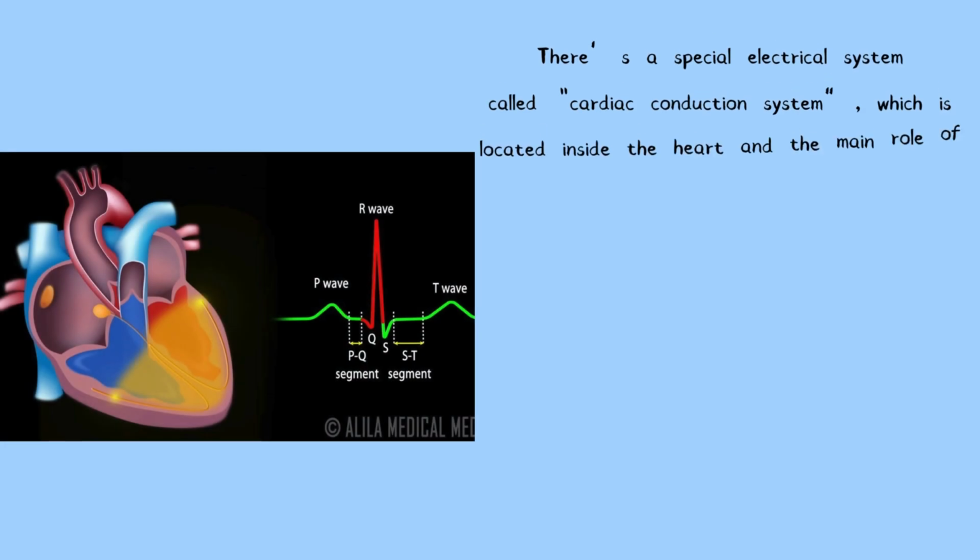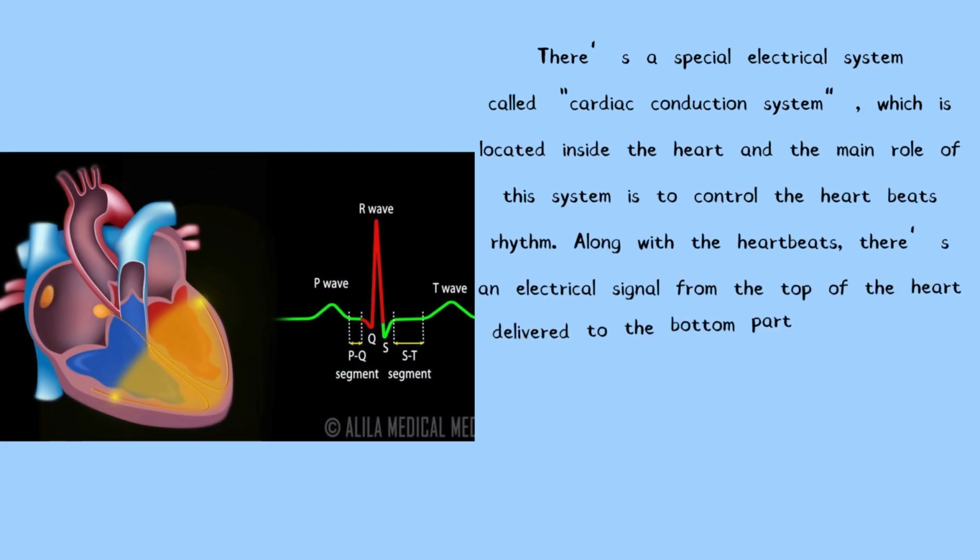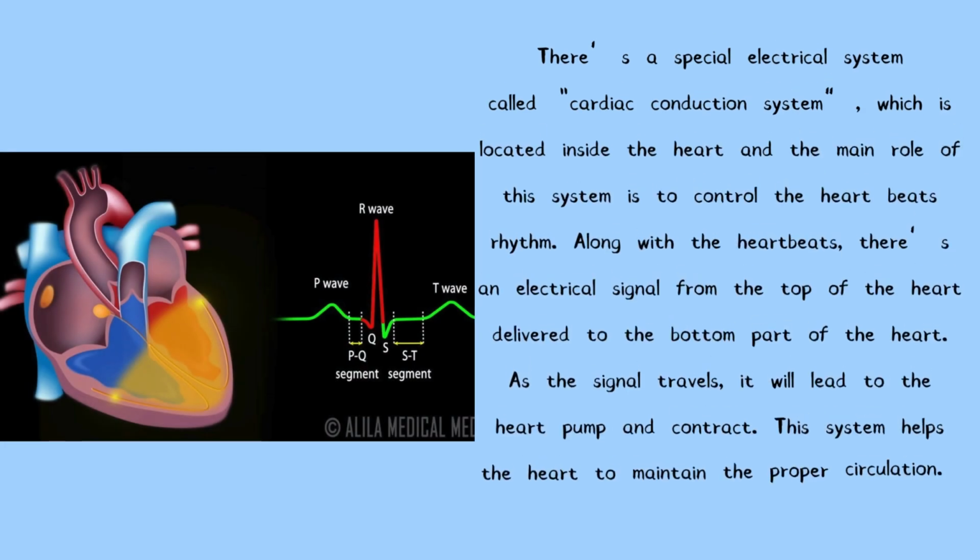There's a special electrical system called the cardiac conduction system, which is located inside the heart, and the main role of the system is to control the heartbeat rhythm. Along with the heartbeats, an electrical signal is delivered from the top of the heart to the bottom of the heart. As the signal travels, it leads the heart to contract. This system helps the heart to maintain proper circulation.